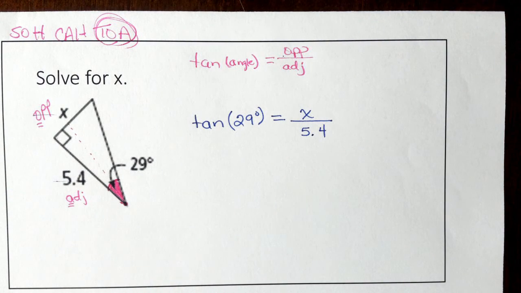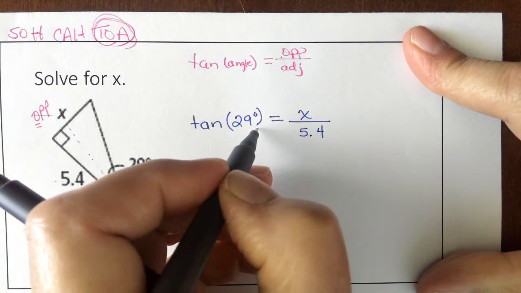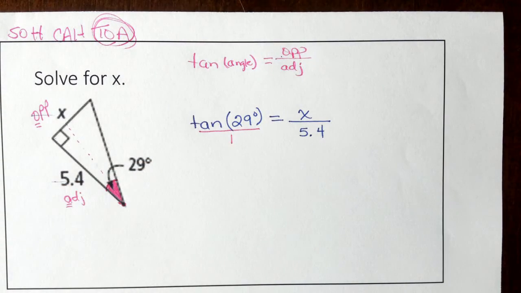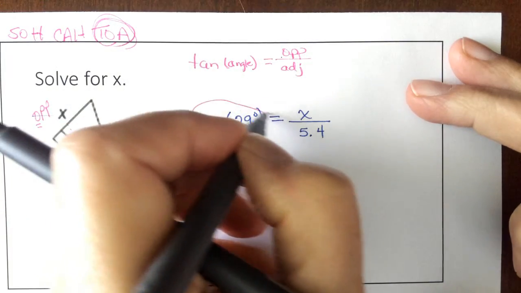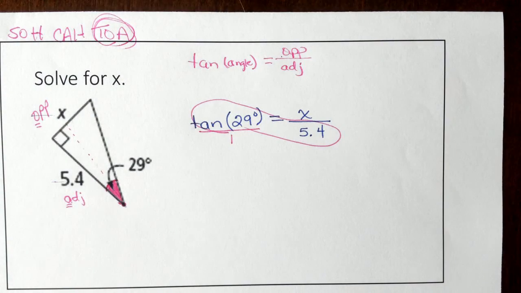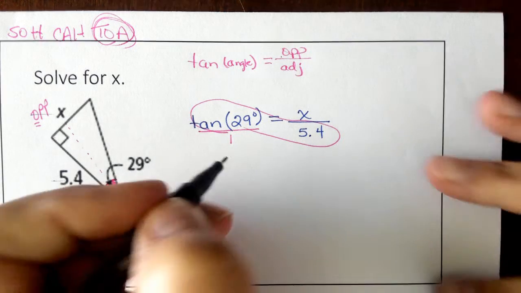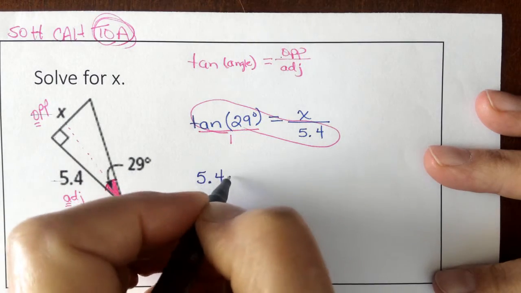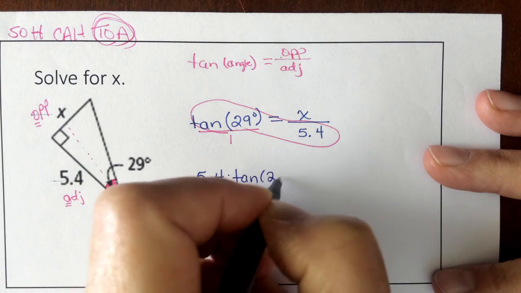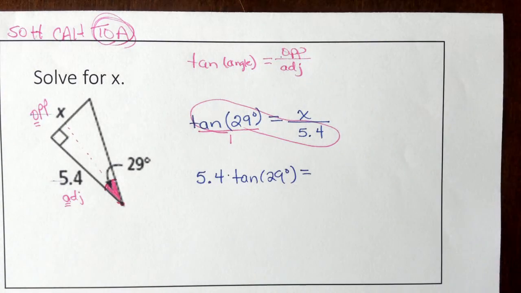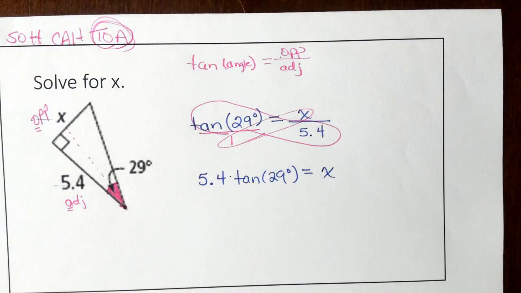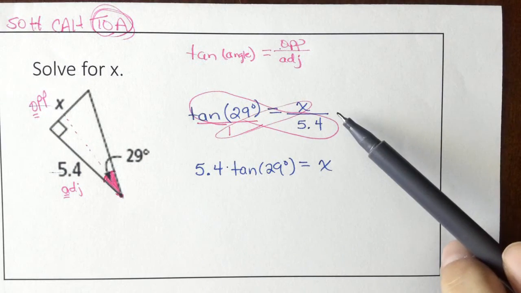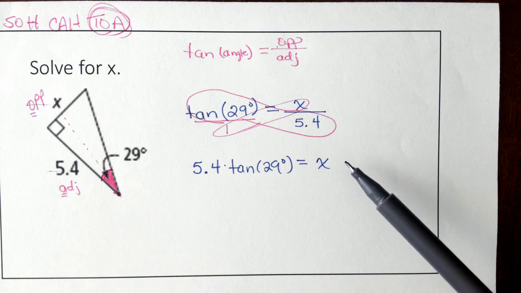And then to solve it, we're going to put the tangent of 29 degrees over an understood 1 to make it look like a proportion. And we're going to cross multiply. So tangent 29 degrees times 5.4. Stick the 5.4 in the front. So we're going to write it as 5.4 times tangent of 29 degrees equals, and then 1 times x equals x. Alright, we got it set up. We have it solved for x.